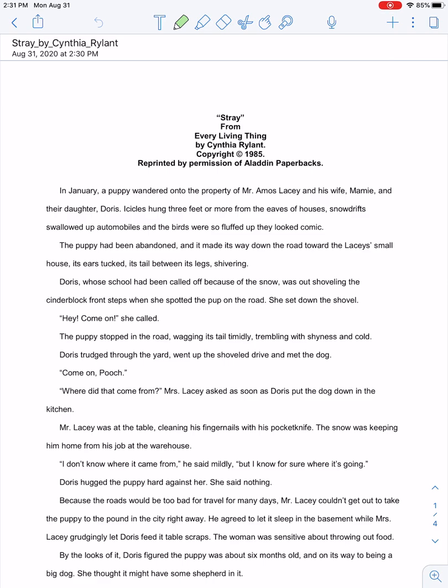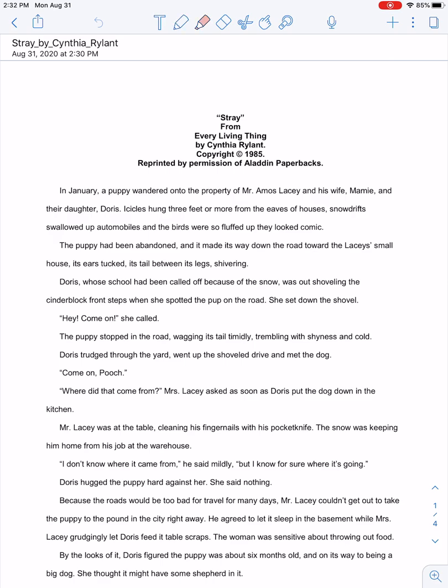In January, a puppy wandered onto the property of Mr. Amos Lacey and his wife, Mammy, and their daughter, Doris. Icicles hung 3 feet or more from the eaves of the houses. Snowdrifts swallowed up automobiles, and the birds were so fluffed up they looked comic. The puppy had been abandoned, and it made its way down the road toward the Laceys' small house, its ears tucked, its tail between its legs, shivering. Doris, whose school had been called off because of the snow, was out shoveling the cinder-block front steps when she spotted the pup on the road. She set down the shovel.